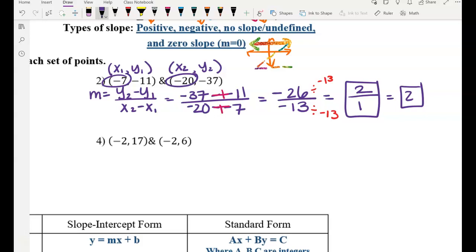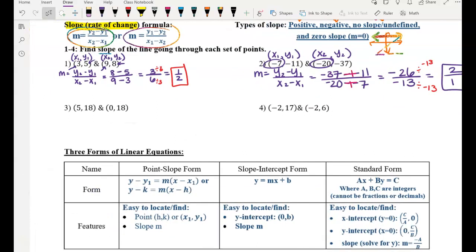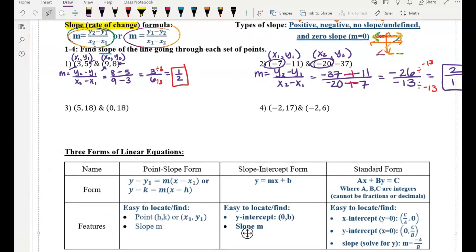But if you know that every whole number has a denominator of 1, you can just simply write it as 2. Okay. Let's do example 3 here.